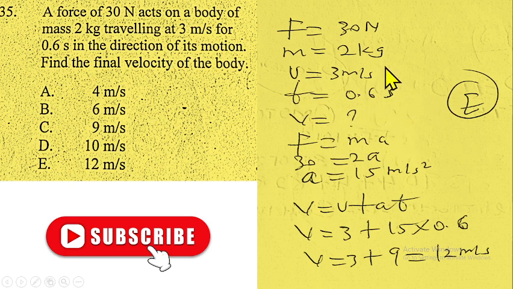We also need the acceleration to be able to find the final velocity. How can we find acceleration? We are given the mass and the force, so we can use force is equal to mass times acceleration. From there we get acceleration to be 15 meter per second squared. Now we can use one of the equations of motion, v is equal to u plus at, given the initial velocity, the acceleration, and the time of 0.6 seconds. If you substitute the values, the final velocity is 12 meter per second. So option E also is the correct option for question number 35.